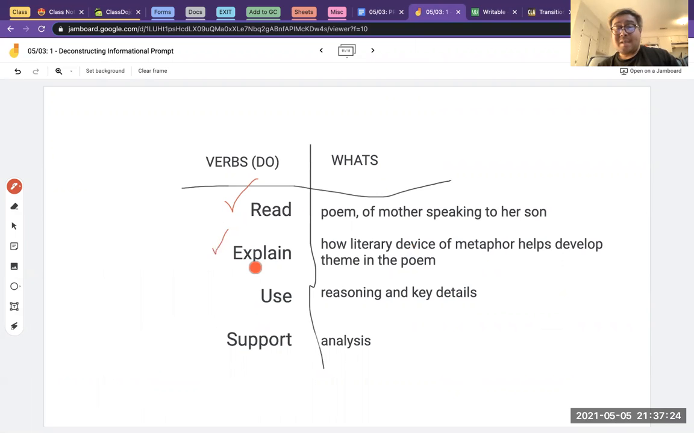Did I use reasoning and key details? Yes, I made sure to find things that were relevant to my statements. I also used quotes directly from the poem. And did I support my analysis? This last one is really saying kind of the same thing. When you're using reasoning and key details, you're supporting yourself. The important thing about support analysis is that this word analysis tells you that it is an informational prompt. So your goal, your purpose as the author of this response to the prompt is to give information.